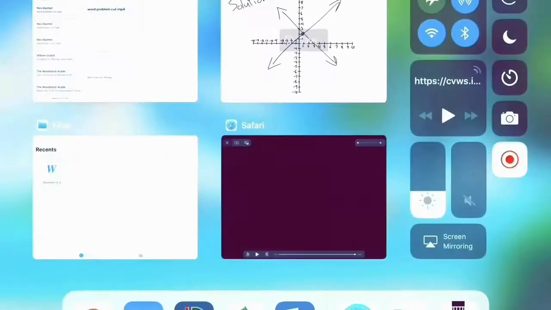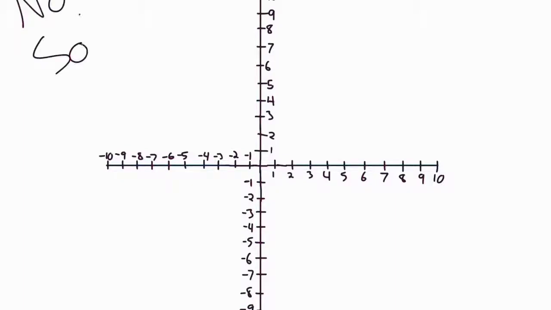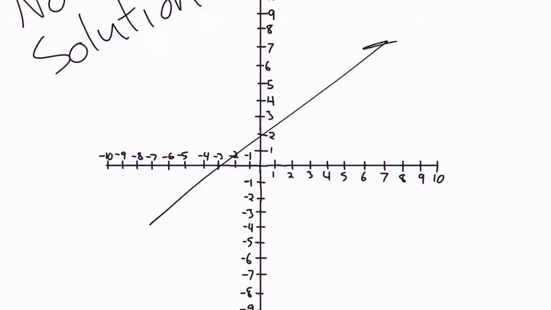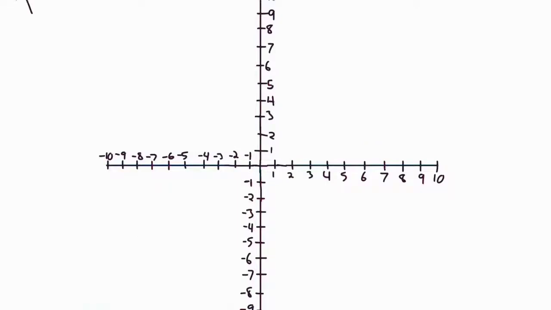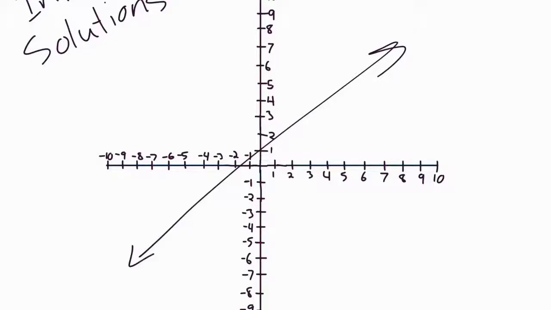Right there. So this is no solution. And no solution is when you have two parallel lines right next to each other. It's no solution because they will never, ever intersect. And then, once again, you can't see this, but it's infinite solutions. Infinite solutions is when you have two lines that are right on top of each other, as you can see right here.